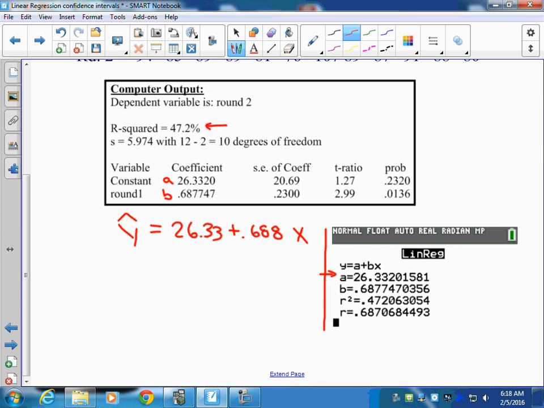We've got our R-squared value. Remember, R-squared is the percentage of variation in Y, which is our round two score, that can be accounted for by this least squares regression model of round one versus round two. We've got our correlation value down here at 0.687. That means that it is a moderate positive association between round one and round two if we're looking at it in linear terms overall.